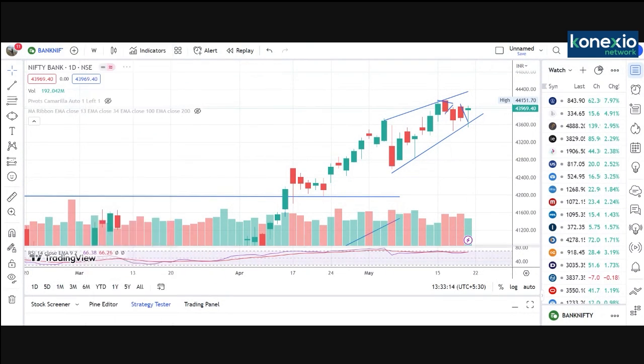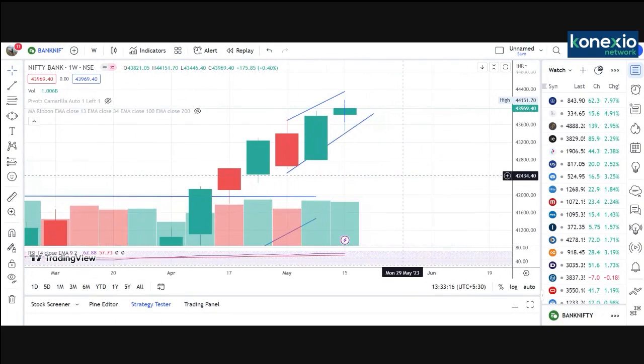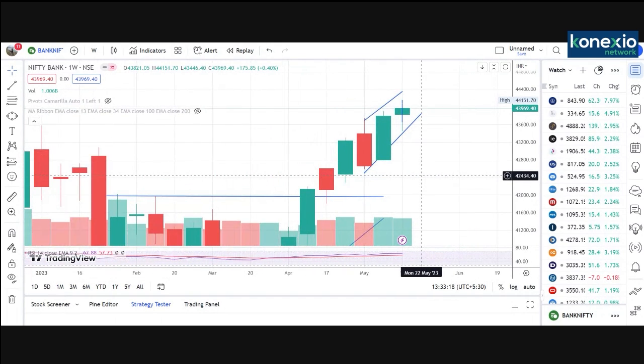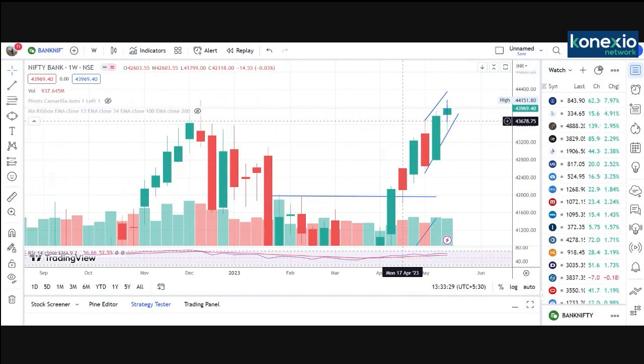Let us check out the weekly chart also. In the weekly chart, you can clearly see it is an indecisive candle, where the body of the candle is thin and there are shadows on both sides, on the upside and the lower side. So it is clearly indicating an indecisive candle, an indecisive trend.